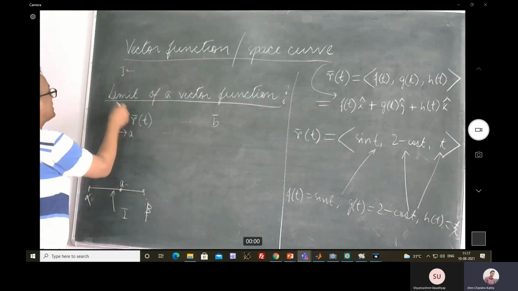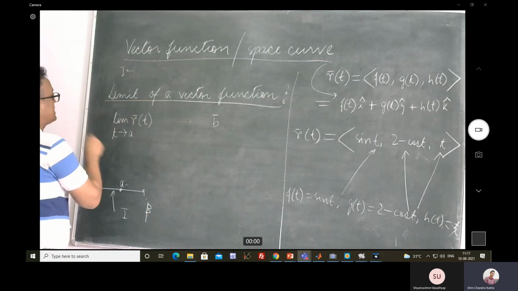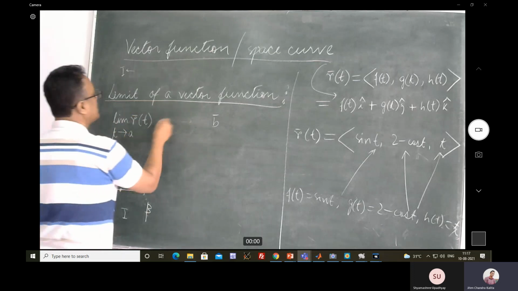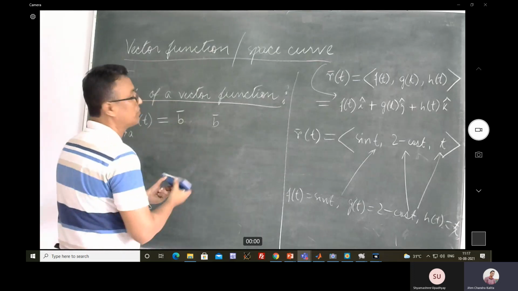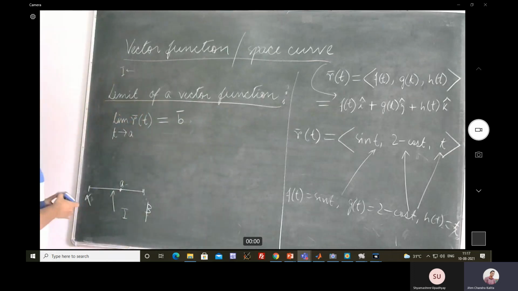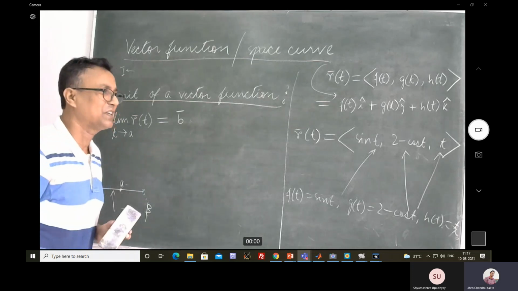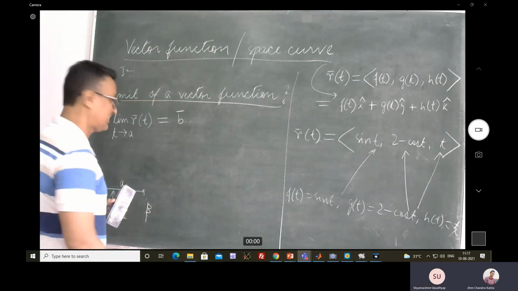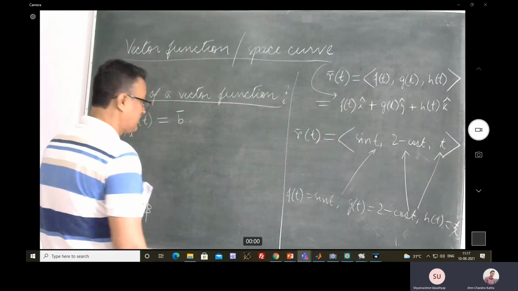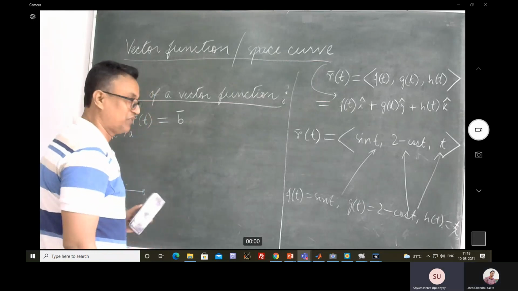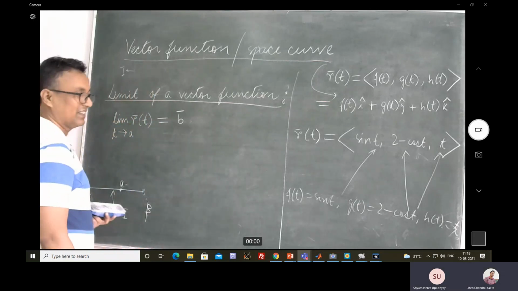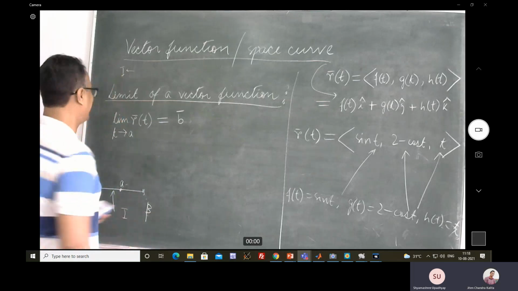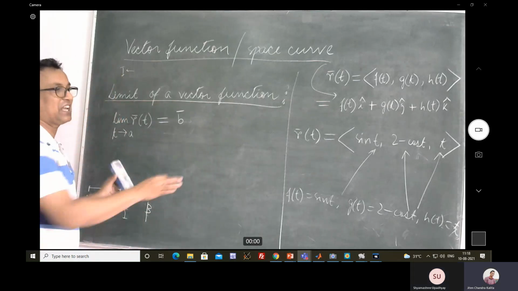Then the limit of the function r(t) as t tends to A is going to be equal to B. Now, what is the definition of limit in single variable calculus? Given any epsilon bigger than 0, there exists a delta bigger than 0 such that something holds whenever something holds. Fine. So I am going to bring the same analogy here.